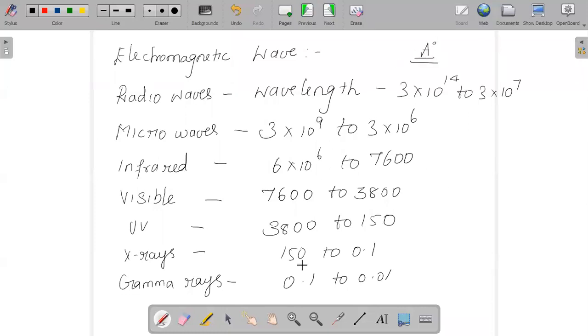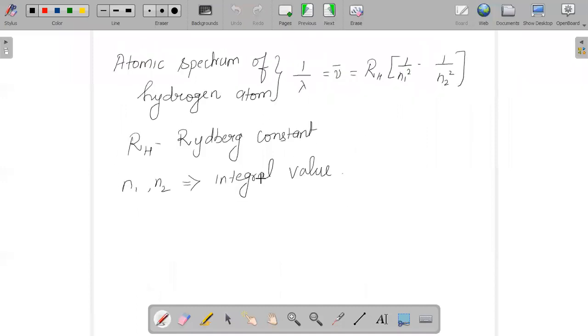These are all the ranges of their wavelength, and the unit I have not written, it should be in angstrom. So why is the range important? Because we have to calculate the atomic spectrum of the hydrogen atom, because everywhere you will come across questions related to the series. Based on the value of the wavelength, you need to calculate in which series it will come. If I say series, you would remember the atomic spectrum of hydrogen atom. 1 by wavelength is given by the formula RH times 1 by N1 square minus 1 by N2 square.